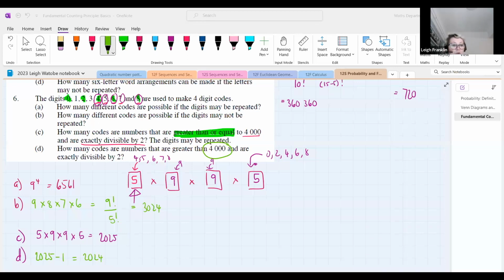Okay, so it's in the words. It says greater than or equal to 4,000 in question C. In question D, it just says greater than 4,000. So the number 4,000 is excluded. So that's one less number. So that's why it's 2024 and not 2025. Codes. Okay.